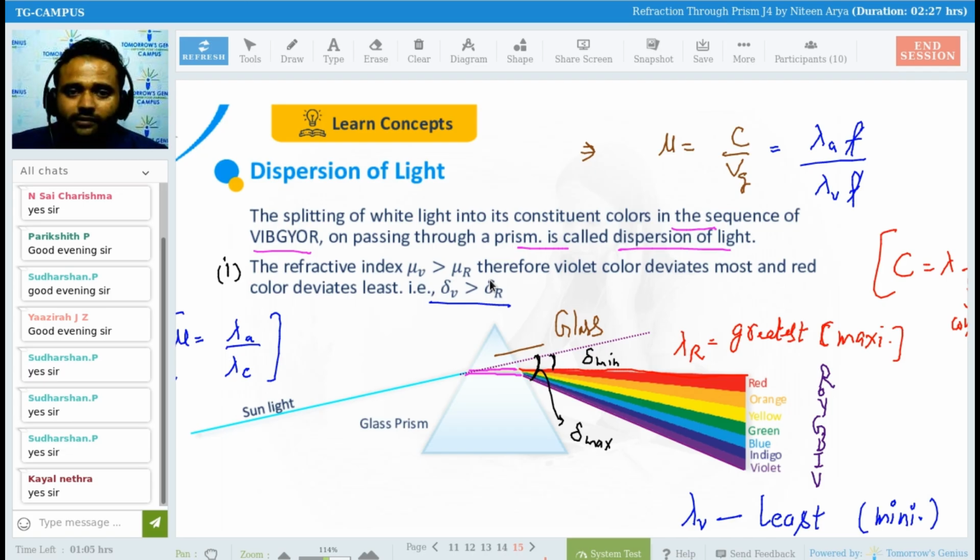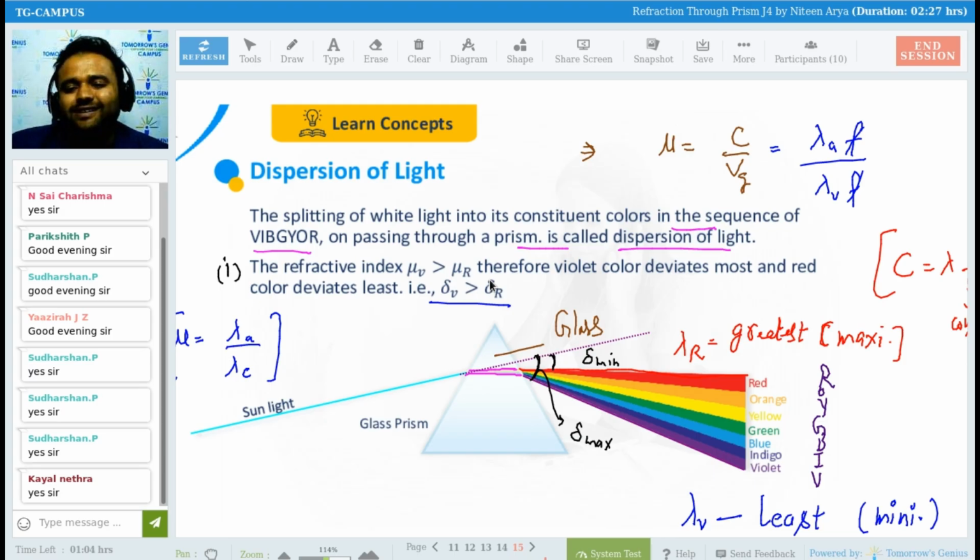Clear? In JEE Mains or any other entrance exam, there is not a 100% probability that every question is based on numericals. In assertion-reason, they can ask this. Clear? The first assertion: in the dispersion case, violet color, or rather indigo color, is going to deviate more as compared to the orange color.